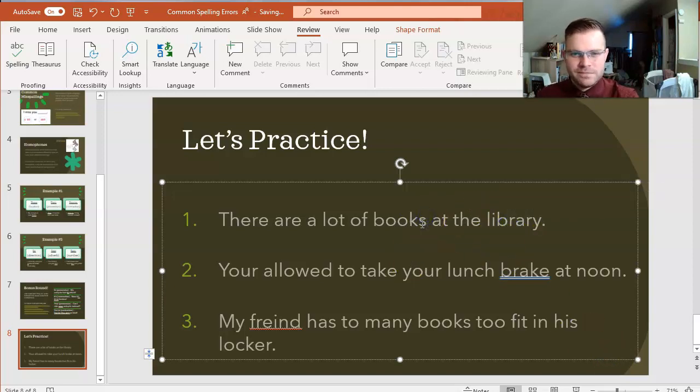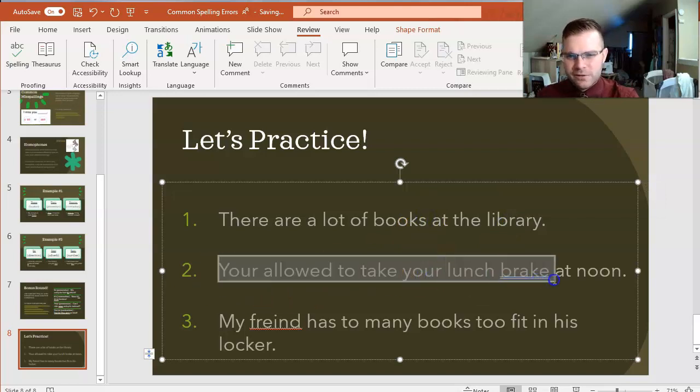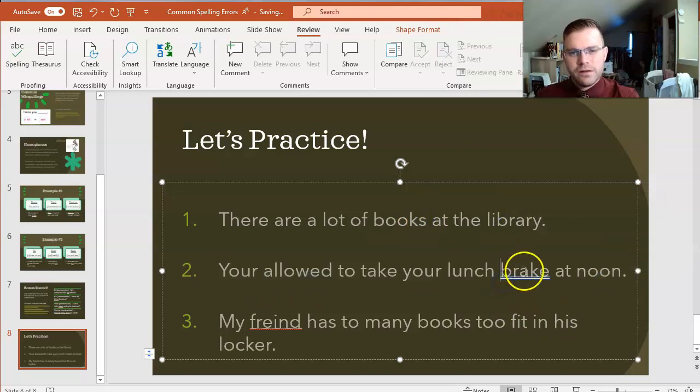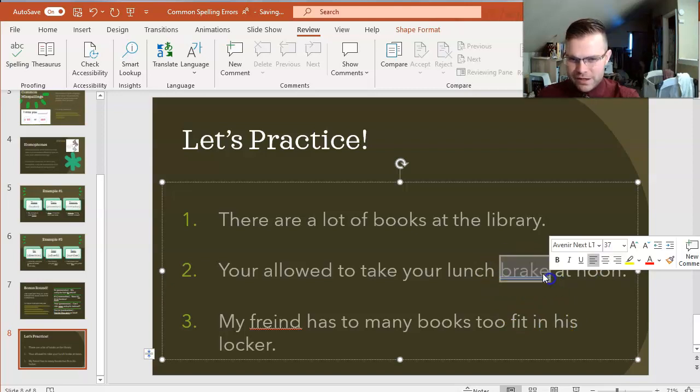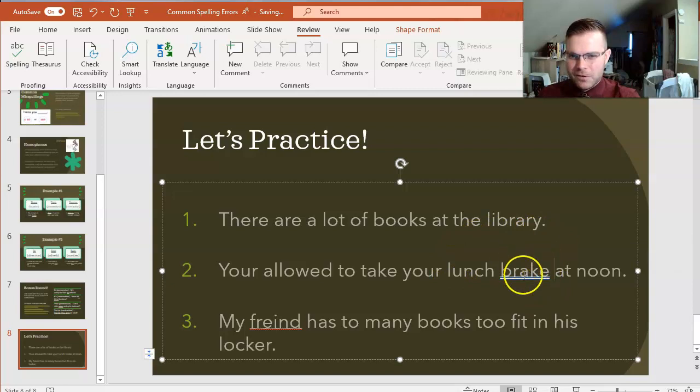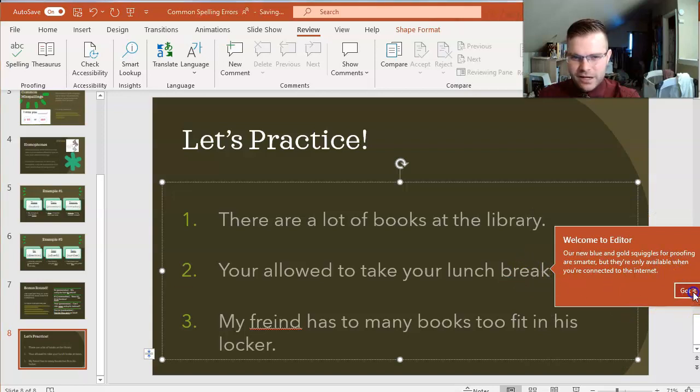I fixed sentence 1. You're allowed to take your lunch break at noon. Now, Microsoft was nice, and they're noticing that I am using the wrong form of break right here. This would be like a brake for a bike or a car. Here I need EAK, and if I right-click, it'll make that suggestion for me. Welcome to editor, got it.